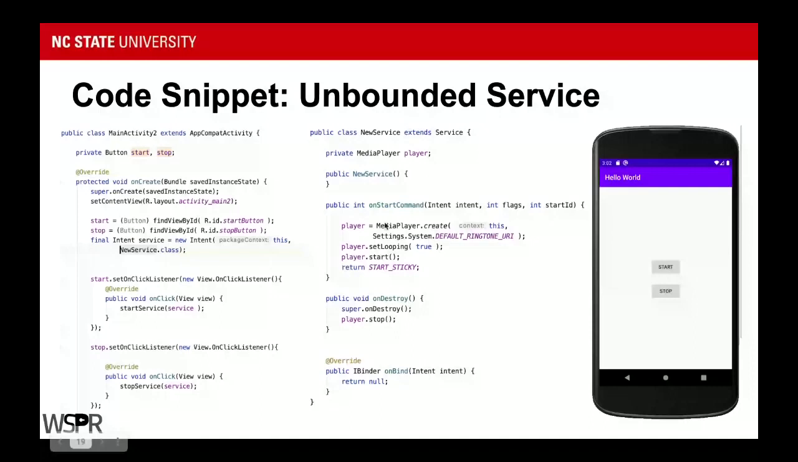In this case, whatever service we need to run, we write that code inside the onStartCommand. Here, we are trying to instantiate a media player object which keeps playing the default ringtone on loop. If we want to stop the service, we press the stop button, which calls the stopService method in the activity, which triggers the onDestroy method. So whatever we want to do when the service is stopped, we put that code in this onDestroy method. In this case, we are stopping the media player.